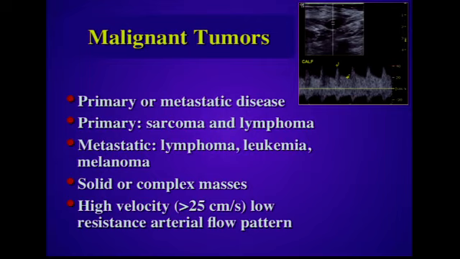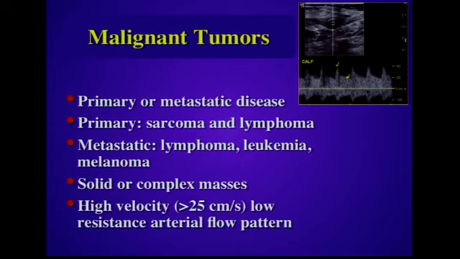And the classic flow pattern for malignant masses would be a high velocity, typically greater than 25 centimeters per second waveform with a low resistance arterial pattern. So be sure to sample the vessels that you see in the soft tissue tumors when you encounter them during your exam.